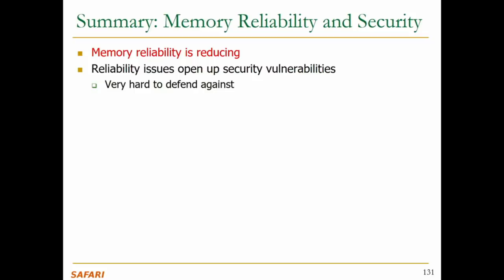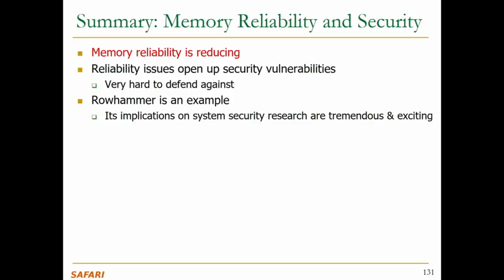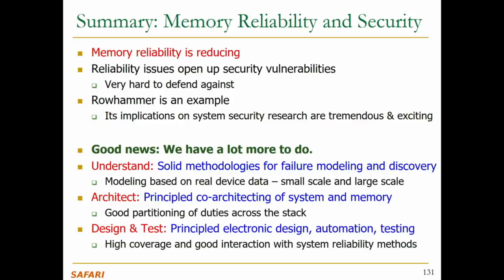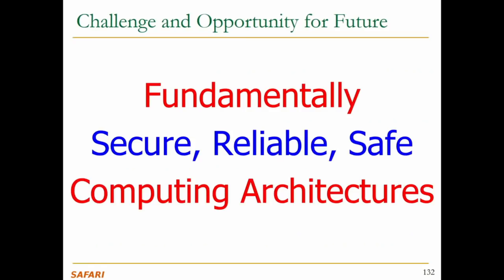Or you come up with very suboptimal solutions, like increasing the refresh rates across the board. Rowhammer is an example. I believe there will be more examples. And I believe Rowhammer's implications on system security research are tremendous and exciting. And there continues to be a lot of papers that are being written on Rowhammer these days. So there's good news. We have a lot more to do, clearly. And I believe we need to come up with principled methodologies and designs to be able to solve problems like this, like Rowhammer, and whatever comes next after Rowhammer.